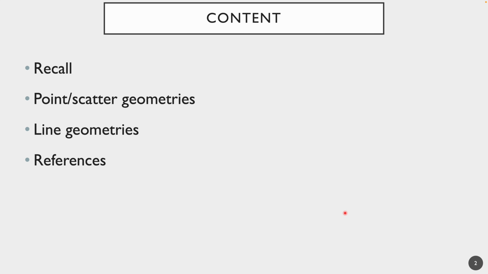So this is what we're going to do in this tutorial. First, we will have a quick recap of what we have done in the last tutorial. Then we will talk about two different types of geometries. One is the point plot or the scatter plots. Another one is the line plots. At last, I will give the references so that the attendees can take a deeper look after this course.